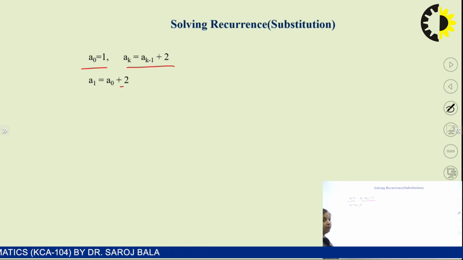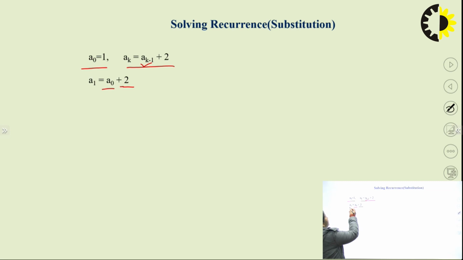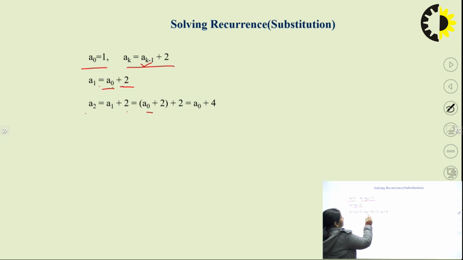A1 is equal to A0 plus 2 by putting k is equal to 1, as we did on the last slide. So, here we have put k as 1, and I got A0 plus 2. Now, what is A2? A2 is A1 plus 2, the previous term with 2 added. And what is A1? A1 was calculated previously, that is A0 plus 2. So, what we are getting here is A0 plus 2 plus 2, so we are getting A0 plus 4. So, what we are doing is substituting the values.